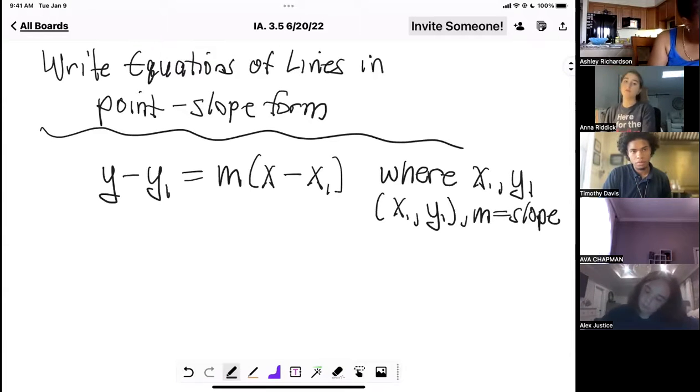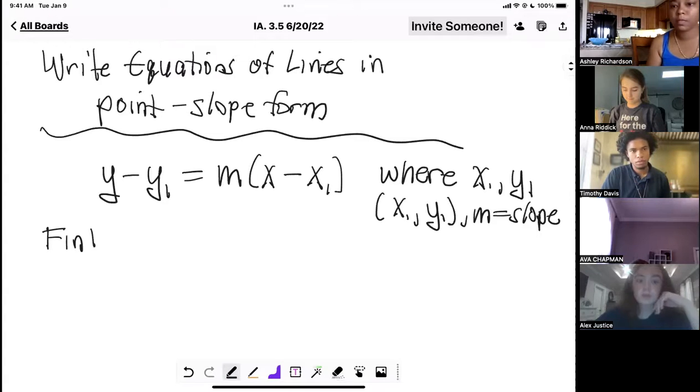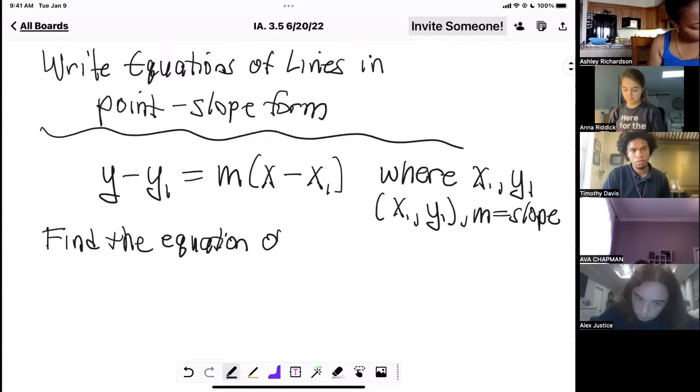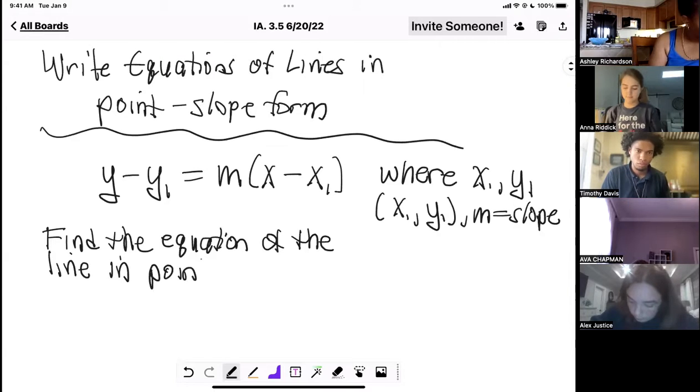Sometimes it's a lot easier to write the equation of a line this way. Okay, so let's start with an example, and I'll show you how to do it. Actually, let me write the directions first. This is for all of them. Find the equation of the line in point-slope form.